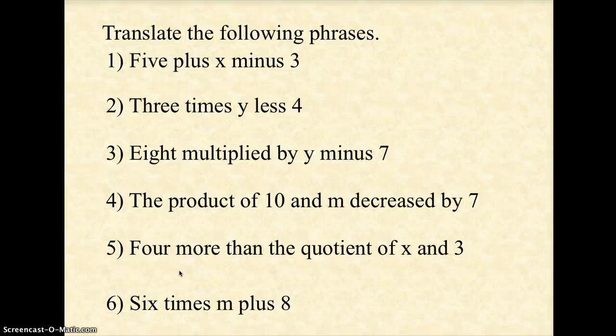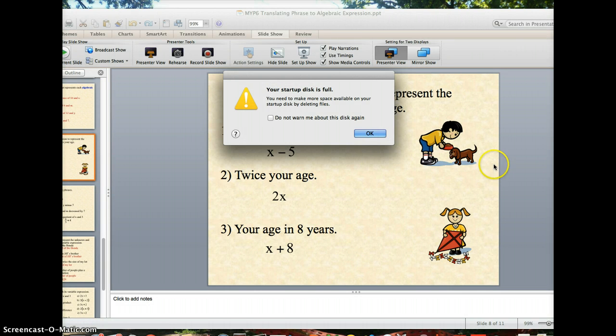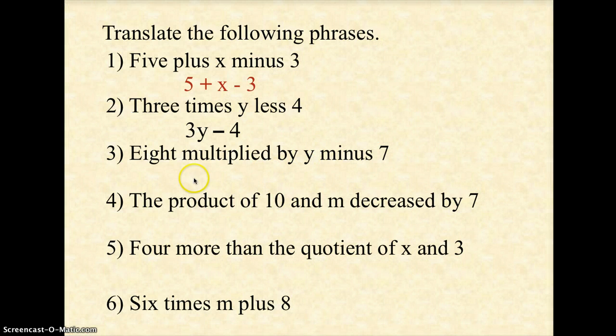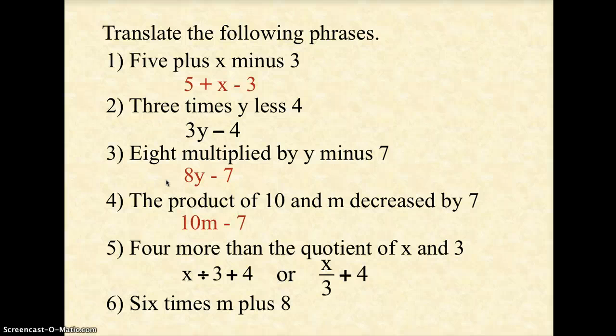Okay, let's check your answer. Number 1 can be written as 5 plus x minus 3. If you notice, there are 2 operations here. Number 2, it's 3y or 3 times y minus 4. Number 3, 8y minus 7. Number 4, 10m minus 7. Number 5, x divided by 3 plus 4. And number 6, 6m plus 8.